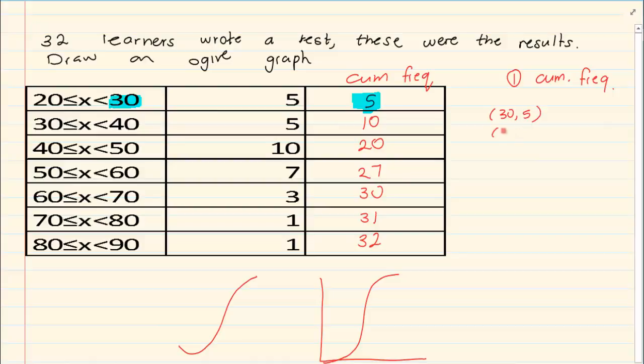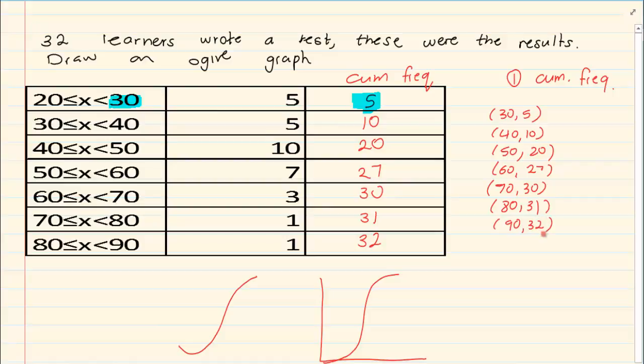40 and 10. Notice that your x value is always going up. 50 and 20, 60 and 27, 70 and 30, 80 and 31, 90 and 32.